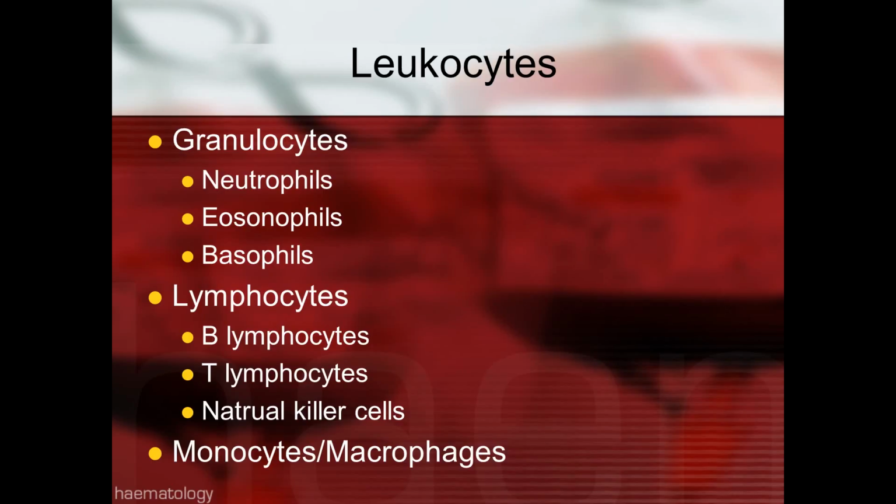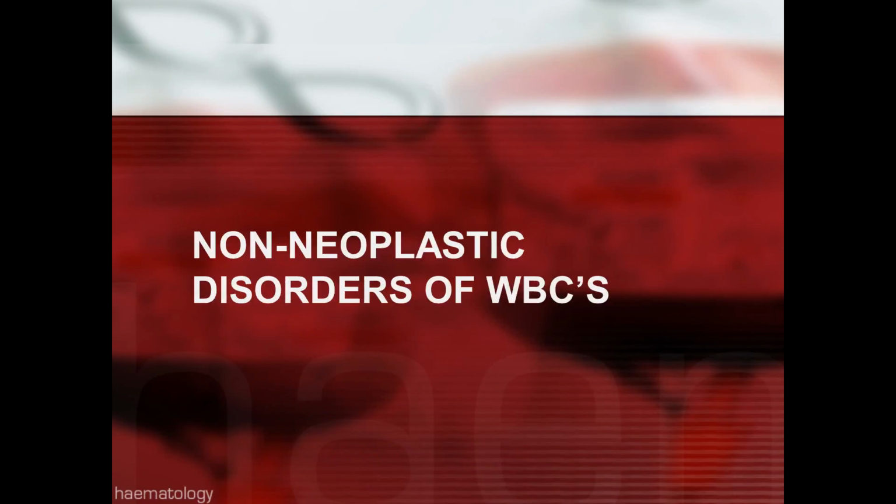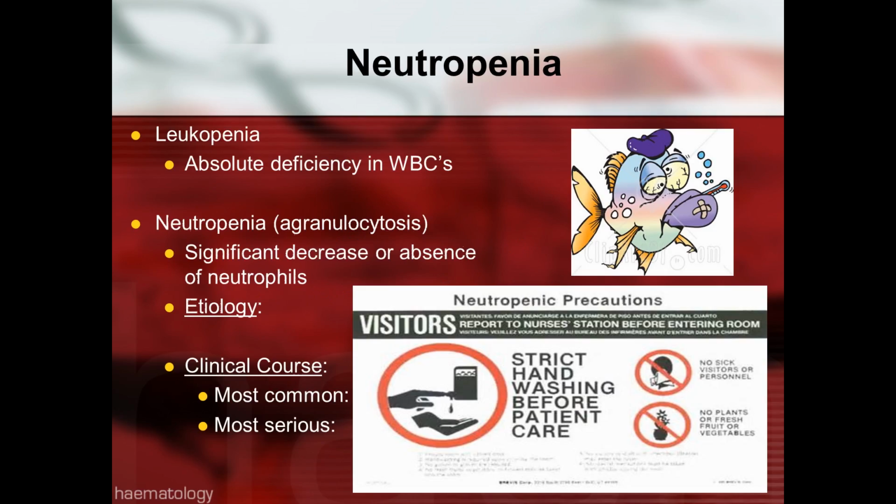So where we start getting into the material in your objectives is when we talk about non-neoplastic disorders of the white blood cells. Non-neoplastic meaning not cancerous. And the ones that we talk about mostly are leukopenia, neutropenia, and infectious mononucleosis. So neutropenia. The term leukopenia is something you need to be familiar with, and that's an absolute deficiency in white blood cells in the blood.